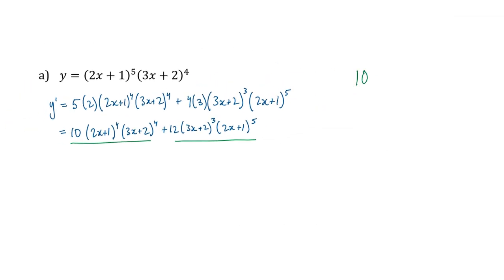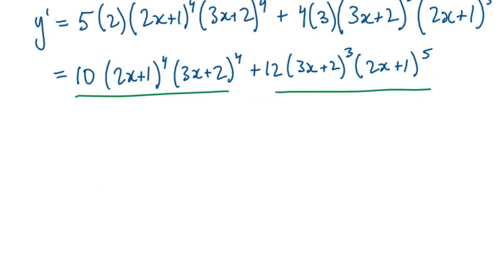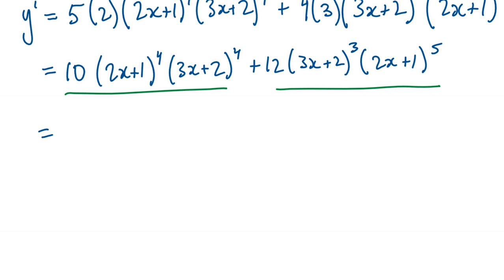So if this was 10x to the 4th, y to the 4th, plus 12 y to the 3rd, x to the 5th, you could common factor this. Back in grade 9, it'd be 2x to the 4th, y to the 3rd. So it's the same process with fully simplifying derivatives. I common factor the 10 and the 12, and if it was a monomial, had an x in it or something like that, you'd common factor that out. But in this case, it's just 2.